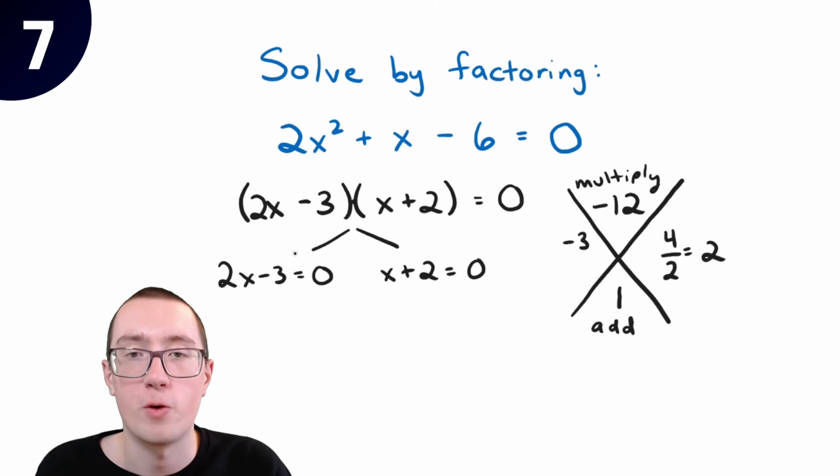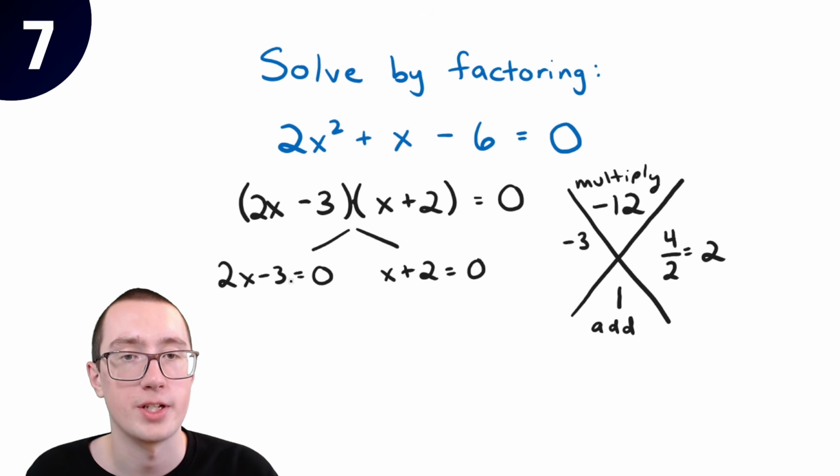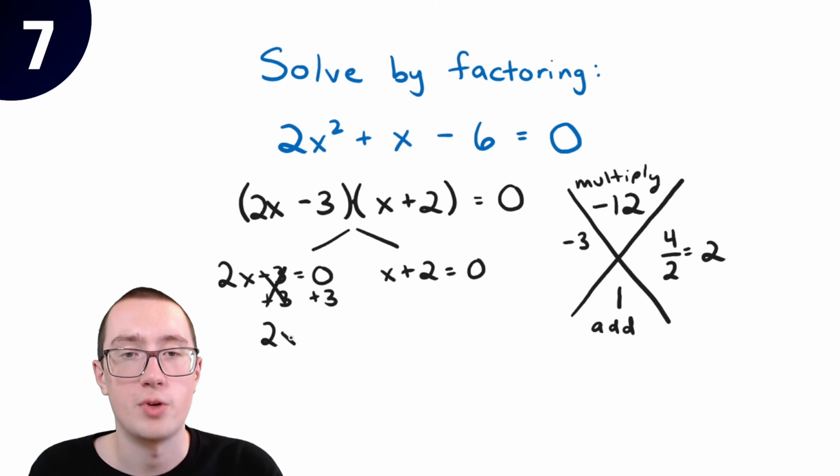And now I just need to solve for x on each one. So 2x minus 3 equals 0. I'm going to get rid of the minus 3 first by doing the opposite of minus, which is plus. And I'm going to add 3 to both sides. So these cancel out. On the left side, we just have 2x. And on the right side, we have 0 plus 3, which is 3.